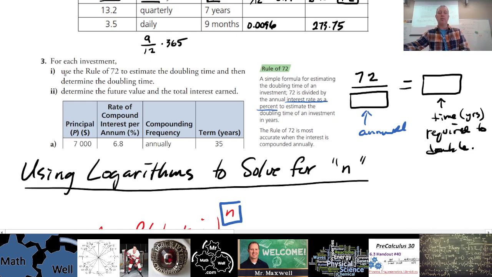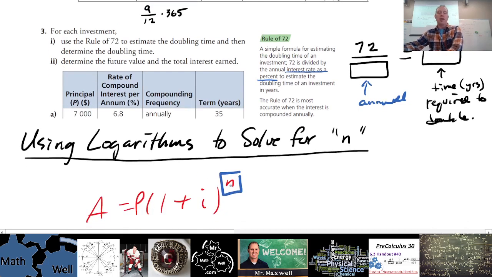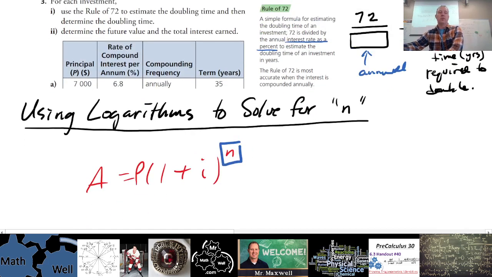Now, for number 3, okay, use the rule of 72 to estimate the doubling time, then determine the doubling time. Now, determining the doubling time, I'm going to show you how to solve for n here, okay? Right now it's just kind of guess and check, really. I'm going to show you how to use logarithms to solve for n. So let's do A.